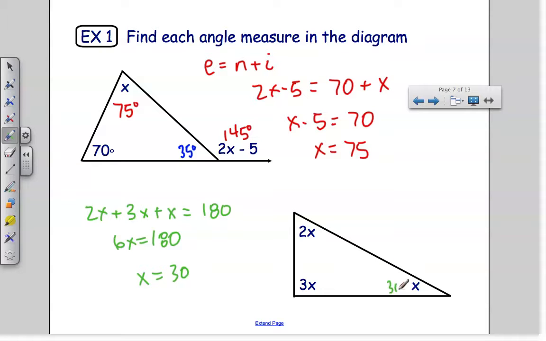That means this is a 30-degree angle. This is 2 times 30, or a 60-degree angle. This is 3 times 30, or a 90-degree angle. And if you add 90 and 60 and 30, you do get 180, like we're looking for.